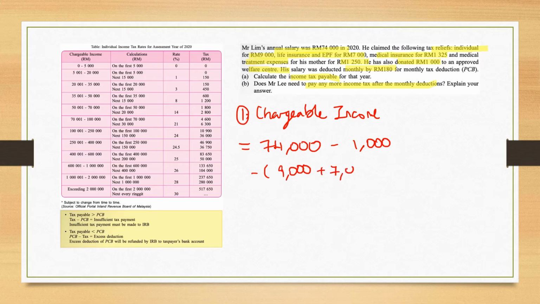7,000 ringgit. Medical insurance 1,325, as well as medical treatment expenses at 12,350 ringgit. There you go. Now that's your chargeable income. Alright, chargeable income final result would be 54,425 ringgit right here. Now we've done that.